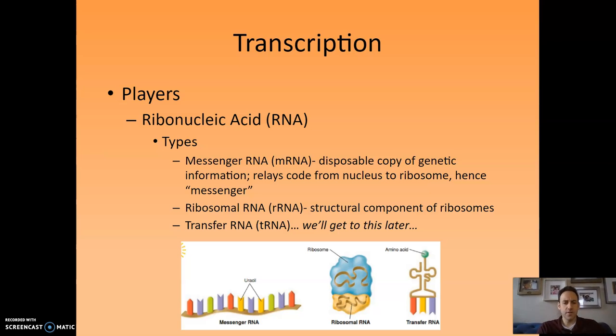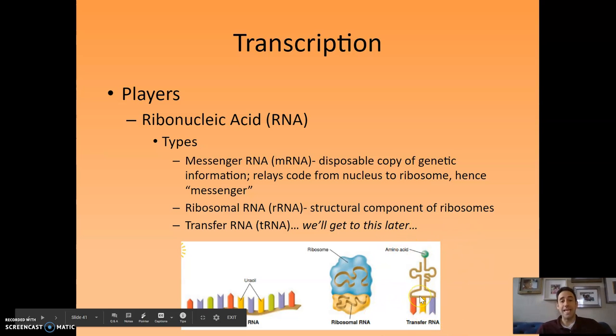There's a couple others, though, that are important. Ribosomal RNA, or rRNA, this is a structural component of ribosomes. So ribosomes are made of both proteins and RNA, and so that ribosomal RNA is in there. We don't talk much about that, but it's an important structural piece. And then finally, there's this thing called tRNA, or transfer RNA. It looks kind of bizarre like this. This plays a huge role in translation, which we're going to talk about in another screencast.